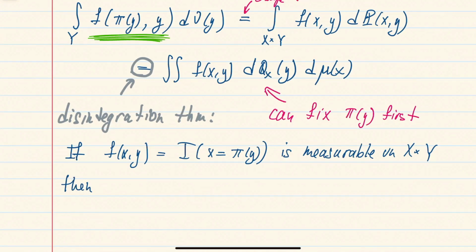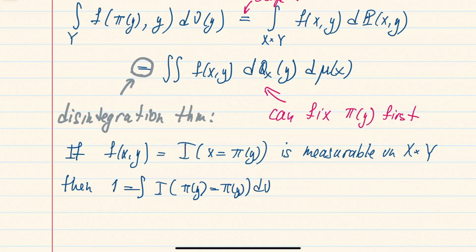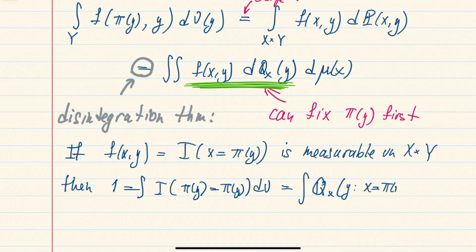just have an indicator that pi of y equals pi of y, right? So on the left-hand side, you're integrating the indicator that pi of y equals pi of y with respect to this measure nu. So this will be just equal to 1. And on the right-hand side, when you integrate the indicator with respect to this transition kernel first, well, the integral of the indicator is just a probability, so it will be q of x of the set that you integrate over. So all points y where x is equal to pi of y.